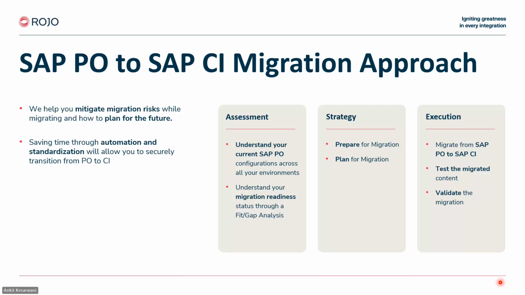So it's quite some time. SAP has announced the end of maintenance for SAP Process Orchestration, and for every customer who is using SAP PO, sooner or later they have to start thinking about moving to SAP Integration Suite, which is the future of integration for the SAP landscape, and that's where this migration approach comes into the picture. So for customers moving from PO to CI, the migration journey can be divided into three stages mainly.